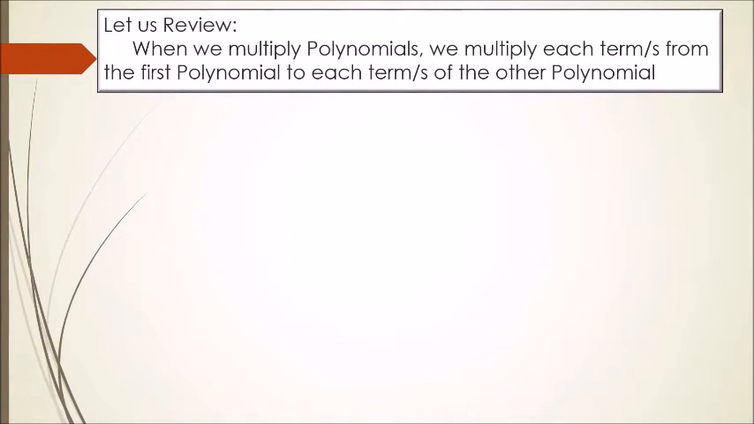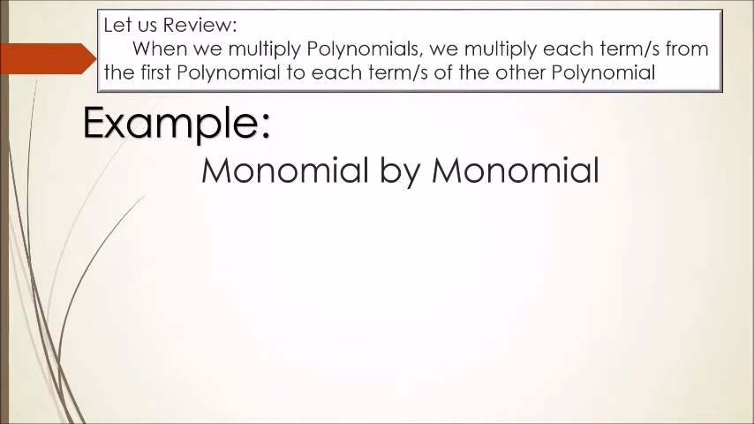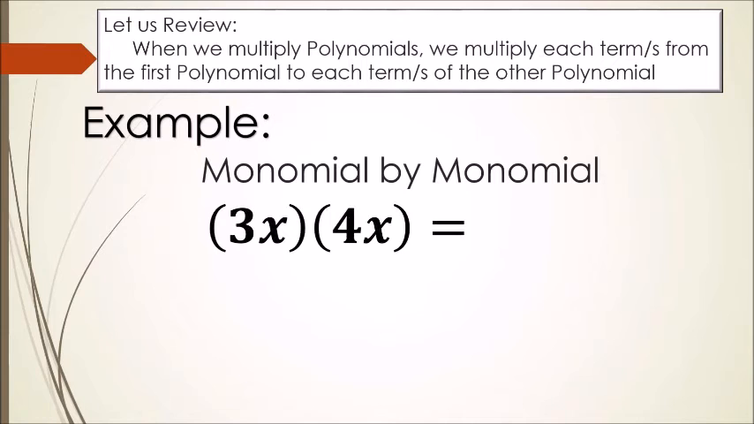But first, let us review that when we multiply polynomials, we multiply each term or terms from the first polynomial to each term or terms of the other polynomial. Halimbawa, magmumultiply tayo ng monomial and another monomial. Let's say 3x multiplied by 4x.